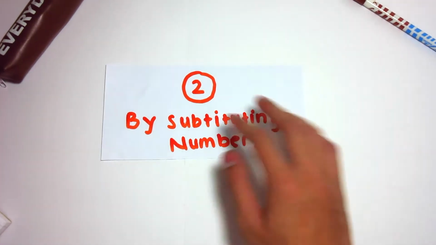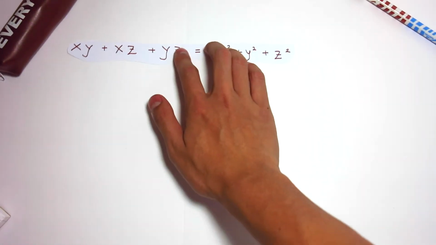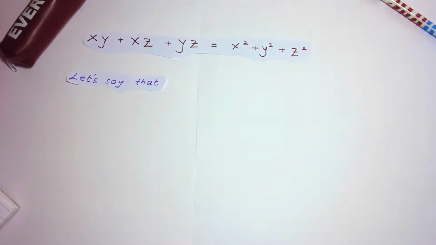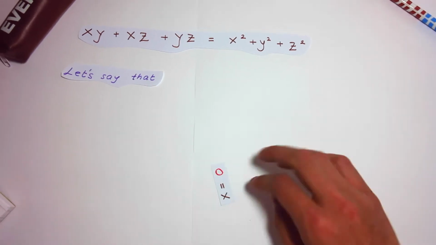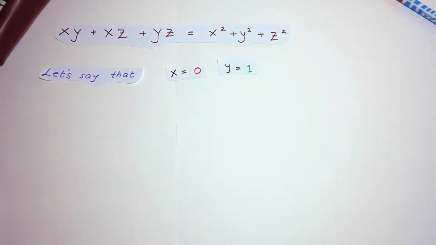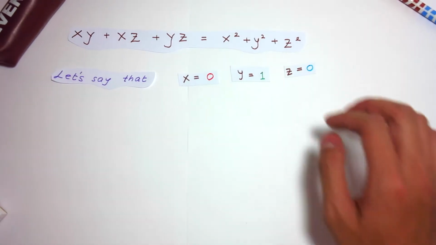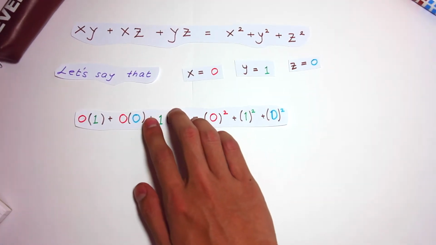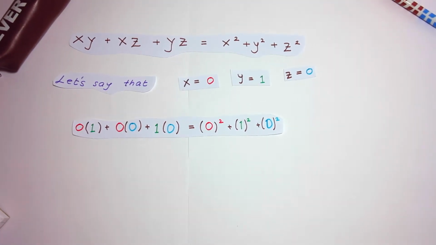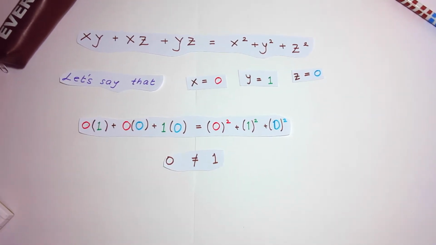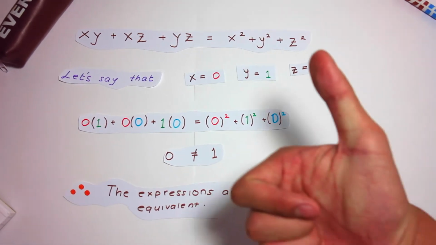Now, the second way to find out if equations are equivalent is by substituting numbers. For example, let's say that x equals 0, y equals 1, and z equals 0. Now you're going to plug those numbers into the equation. So you see that the first equation does not equal the second equation, so the expressions are not equivalent.